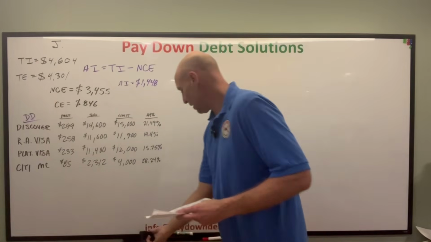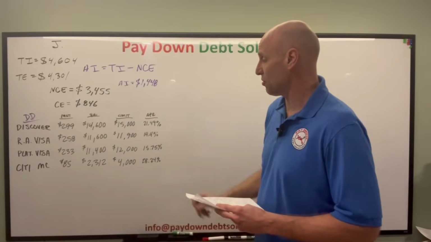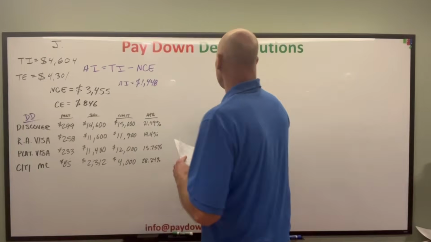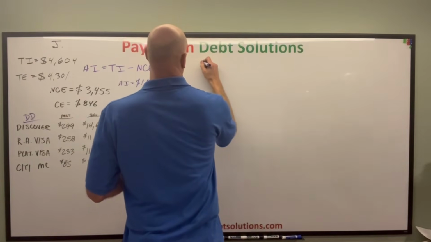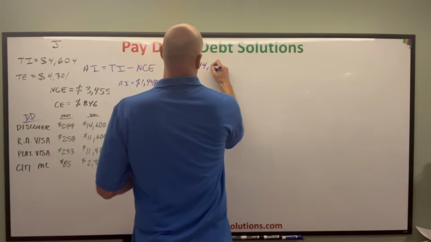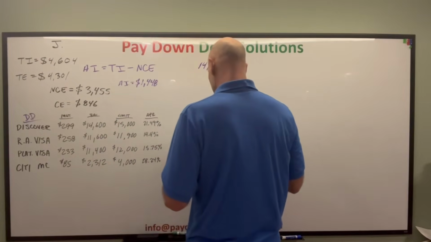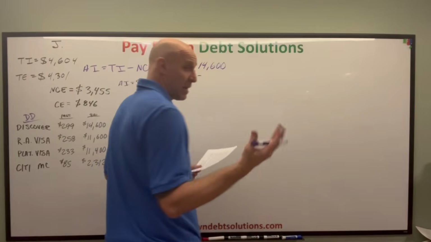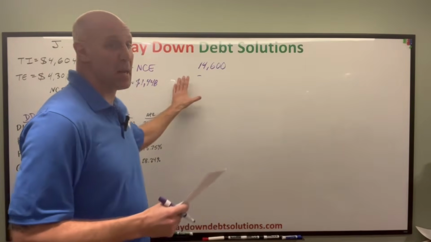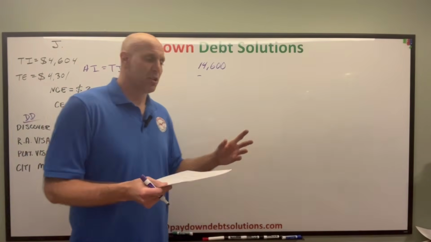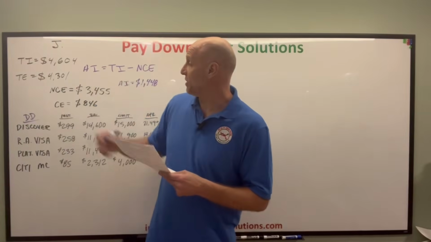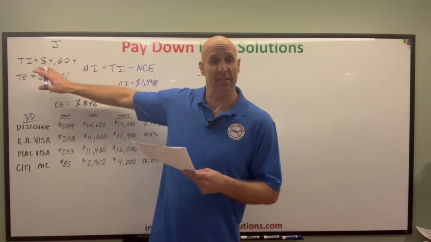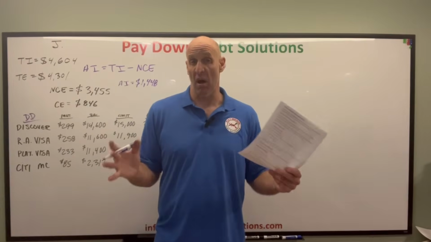All right. So where do we start? We start with the debt destroyer. 14,600 is the initial debt. So we start at 14,600. What do we do? We make a payment. Now remember, this is an estimation, so these are averages. First, you're gonna build your budget with this information: total income, total expenses, non-chargeables, chargeables. That is for the month.